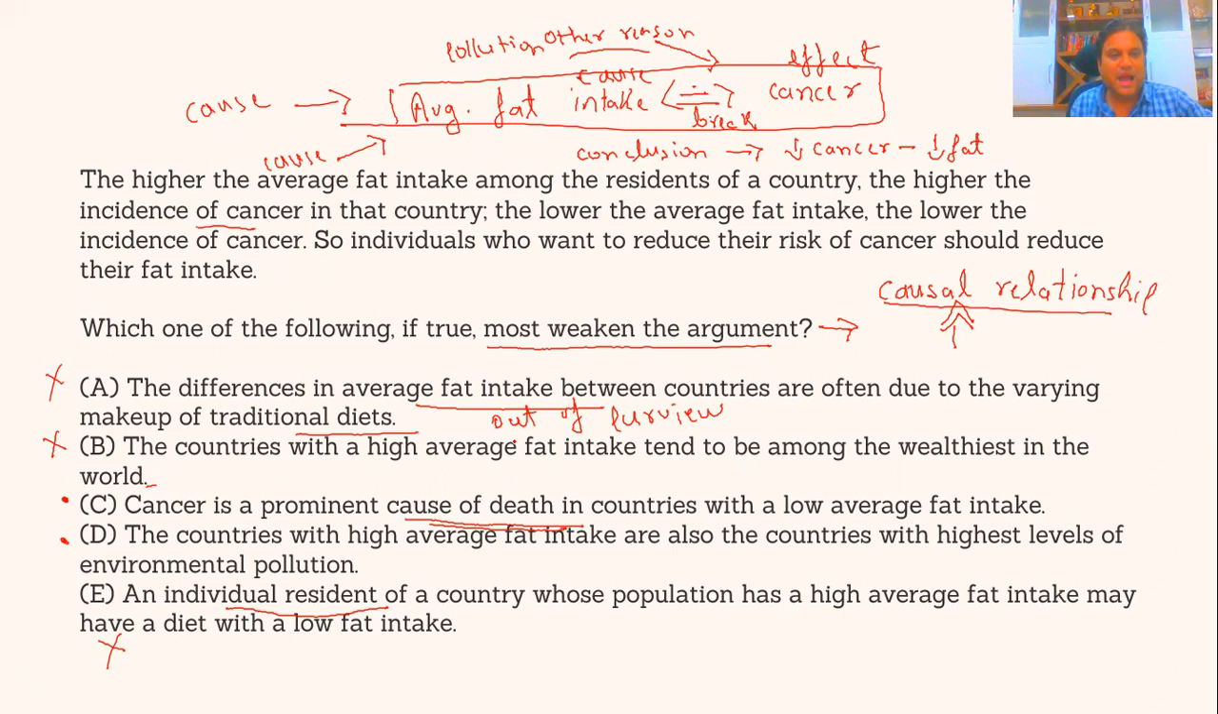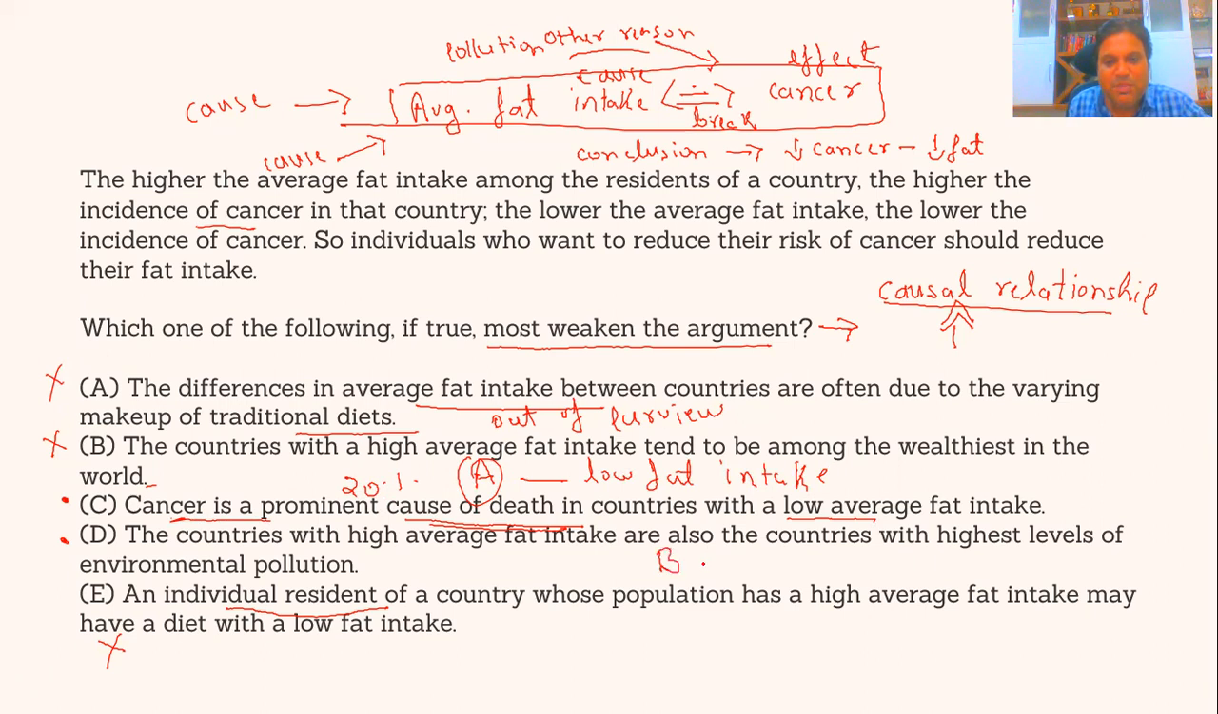The other reason is that, yes, I can understand that in these countries where average fat intake is low, cancer is a prominent cause of death. So say 20% of the deaths in, suppose, country A, which has low average fat intake, happen because of cancer. It is a low fat intake country. But nothing is being said about what happens in those countries where average fat intake is higher.